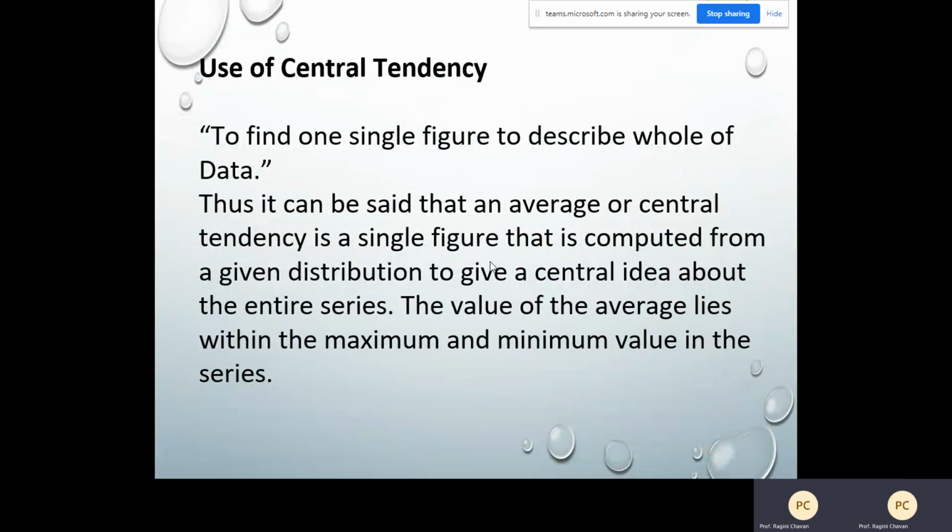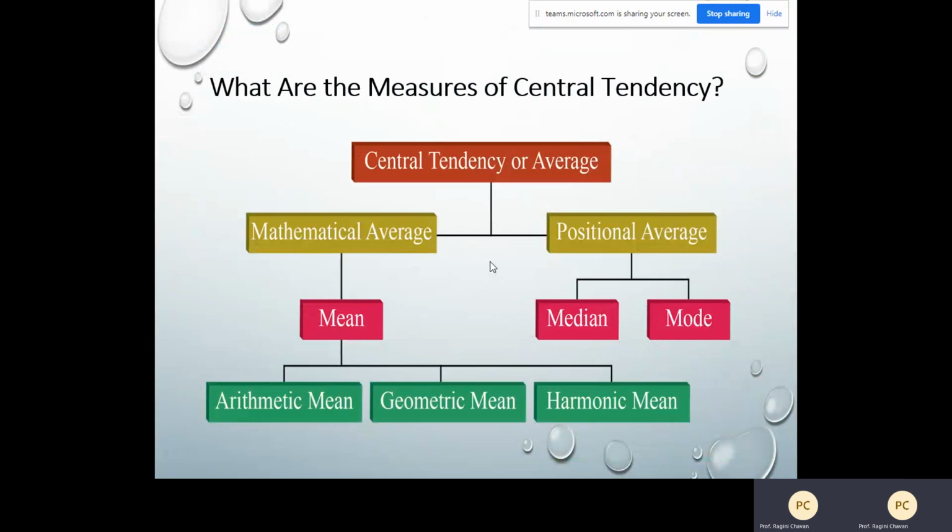Uses of central tendency: to find one single figure to describe whole of data. Generally, it is used to find out a single representative value which is the central part of the given series of data. Thus, it can be said that an average or central tendency is a single figure that is computed from a given distribution to give a central idea about the entire series. The value of average always lies between the maximum and minimum value in the series.